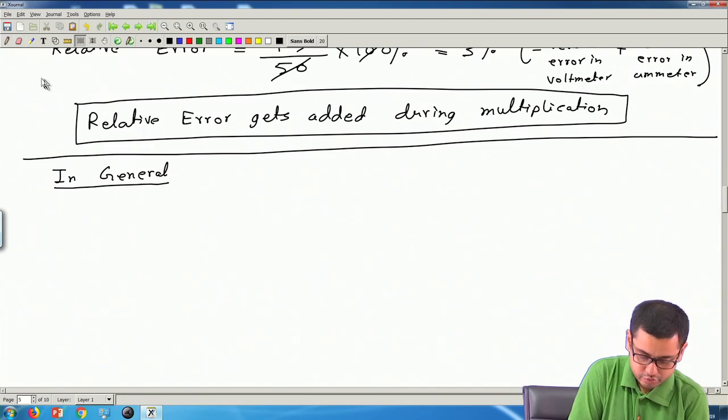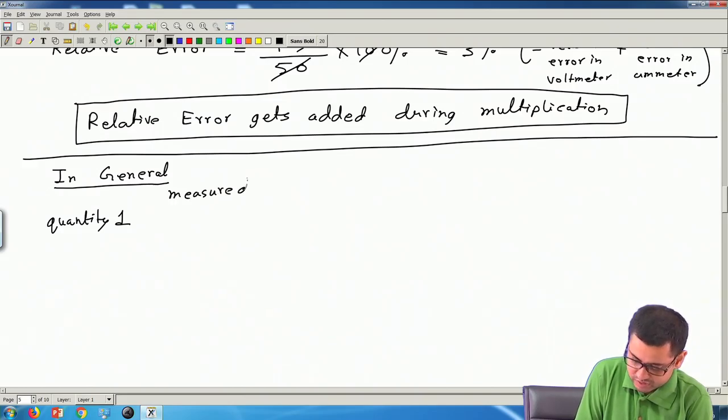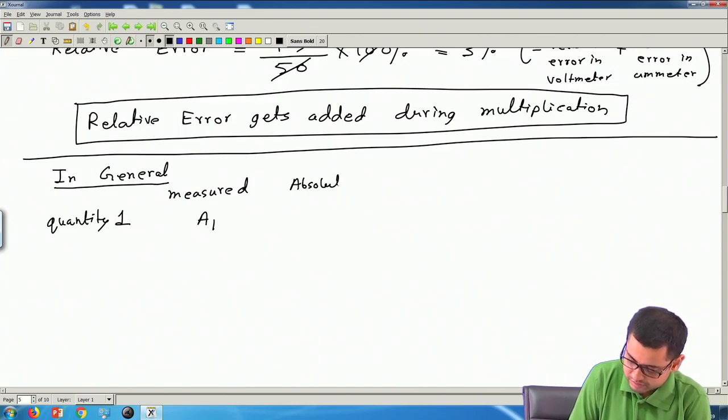So we will have two quantities. Quantity 1 and its measured value is A1, absolute error is delta A1.